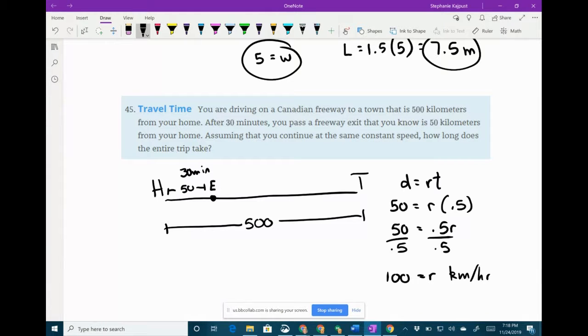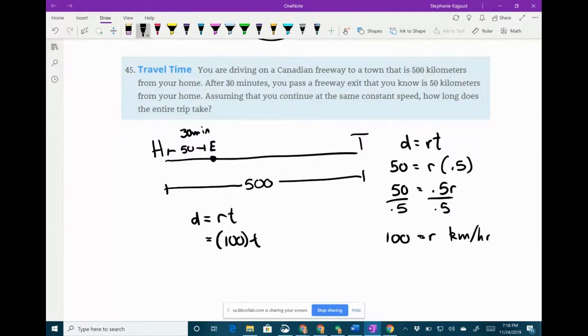So now we know that we're driving 100 kilometers per hour, and we have 500 kilometers to go from home to this town. So we're going to use the same formula again. This time we're looking for distance. We know our R, that was 100. And actually this time we're looking for time, sorry. We know our distance, just 500. So we're solving for T, and because we use units of hours, when we find our time, that's going to be in hours. So I have 100 times T, so I just divide both sides by 100. And so that will give me 5 equals T. So that means that the entire trip will take 5 hours.